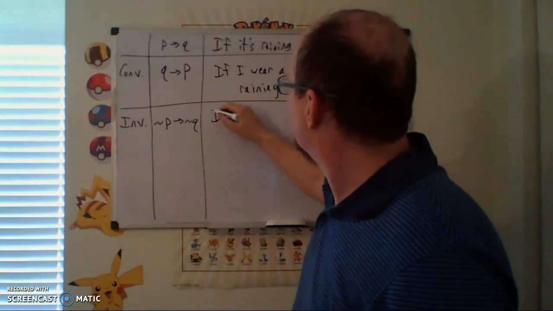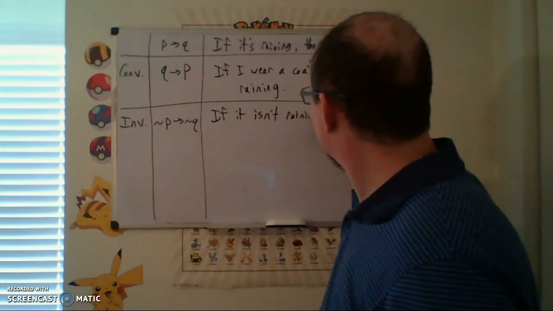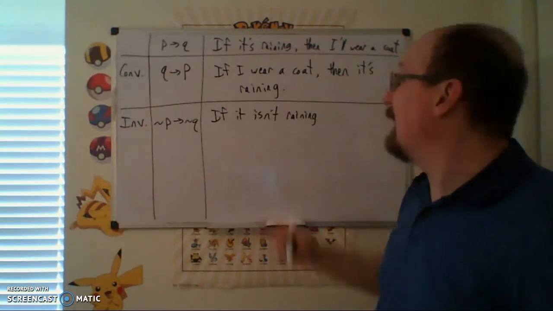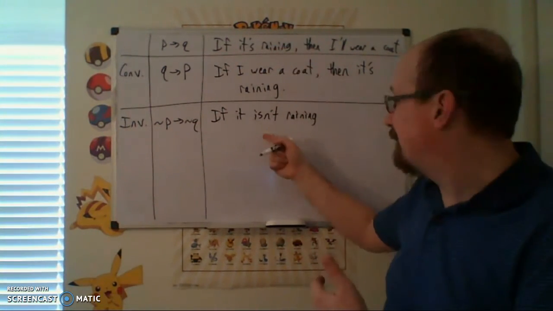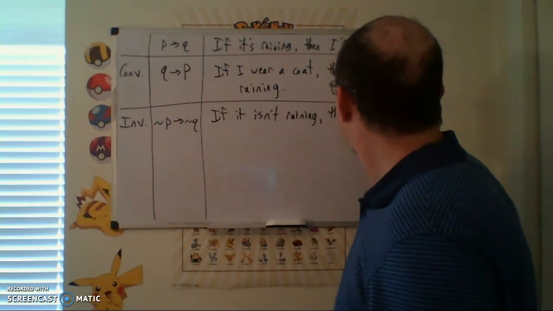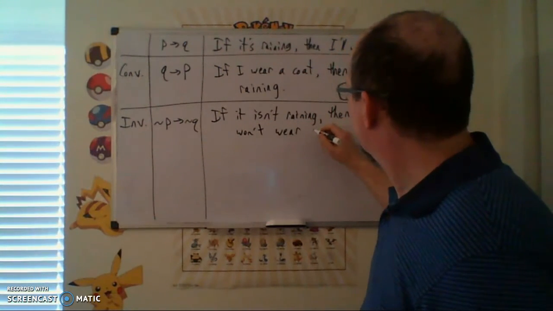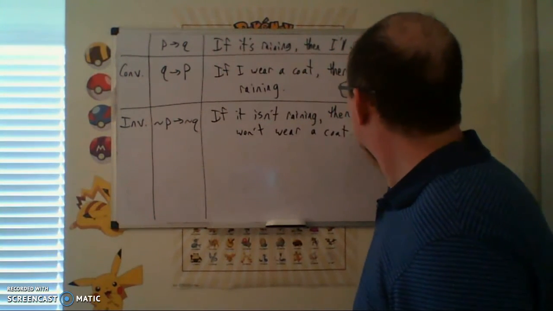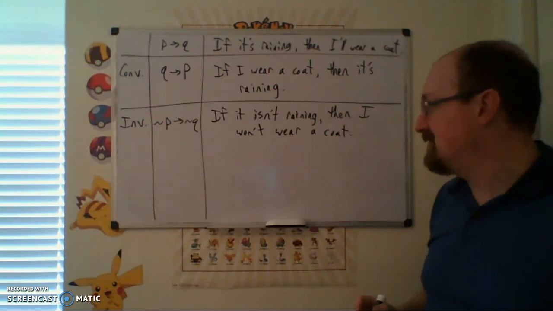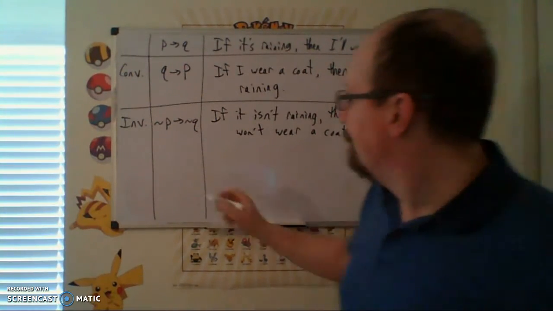So now, if we change this into our example sentence, if it isn't raining, because we don't want to move that, we just need to negate it. So I've tossed in a not. If you said if it's not raining, also fine. Then I won't wear a coat. So that's our inverse. We've applied a negation in each instance. It's kind of hiding in the contractions, but that's what you're going to do in English.